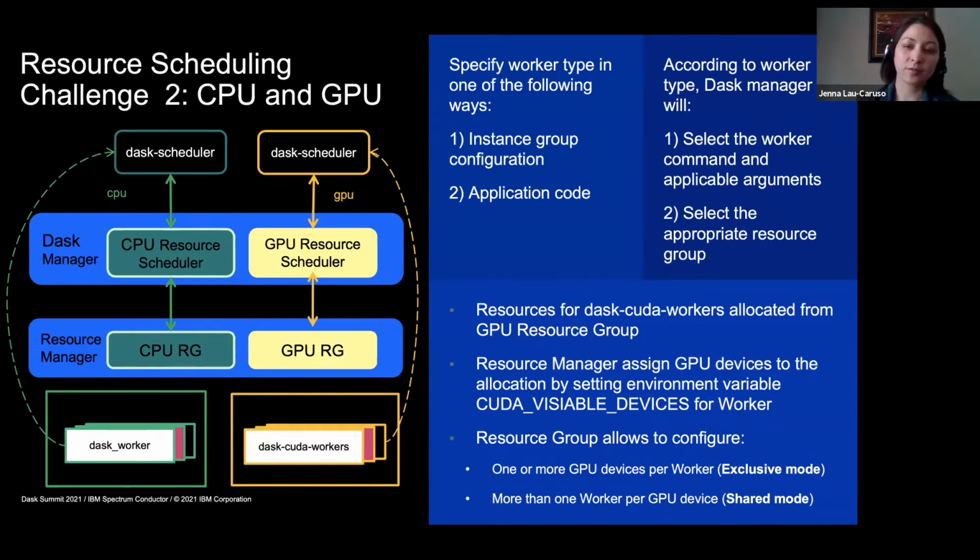When you configure the instance group, you can set a default workload type. So you can pick CPU or GPU as default, but the application code can, of course, override it to specify what their needs are. Depending on which is specified, the Dask manager will select the right resource group to run on. It will also select the right worker command and the applicable arguments when starting that. So all the user has to worry about is specifying my application needs GPU or my application needs CPU, and the Dask manager and the cluster is handling the rest of it.